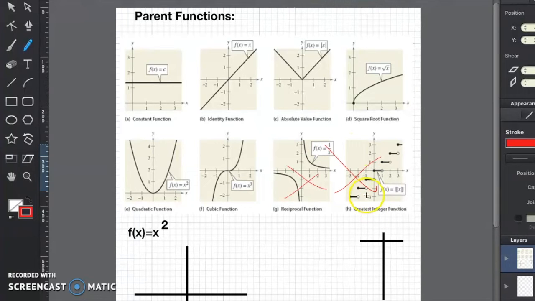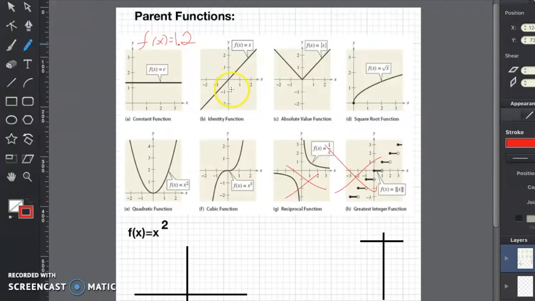So, if we look at our parent functions here, the first one we're going to start with is this constant. So the constant is just f of x is equal to some number. In this case, it'll be like f of x is equal to, it looks like 1.2 about. So that's just a straight horizontal line. This line will not be vertical when we have a function. So just make sure that if we have f of x is equal to some constant, that we have a straight horizontal line.